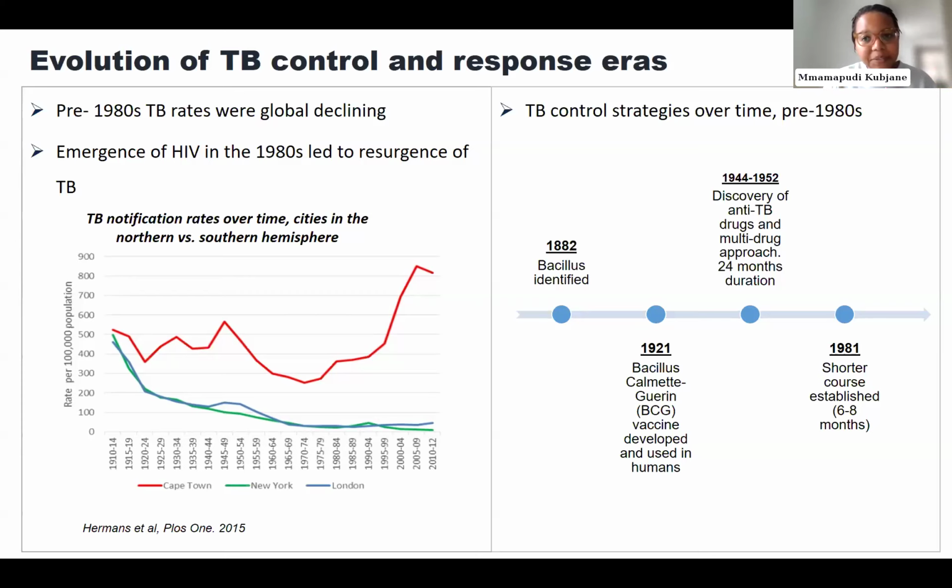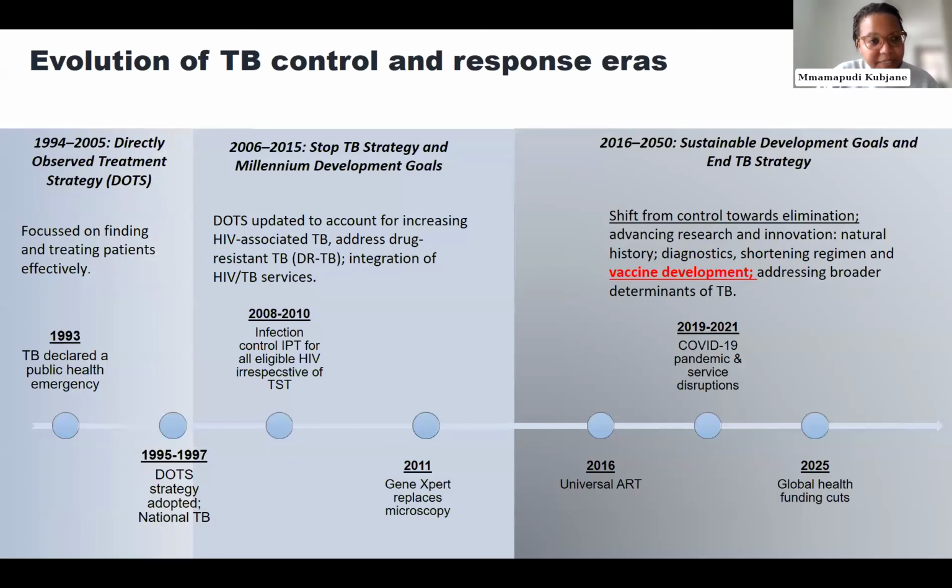During this pre-1980s period, most of the strategies at the time included the discovery of BCG about 100 years ago, which is still the only TB vaccine that we're currently using. And some of the drugs, although we're still using them currently, have reduced in terms of the pill burden.